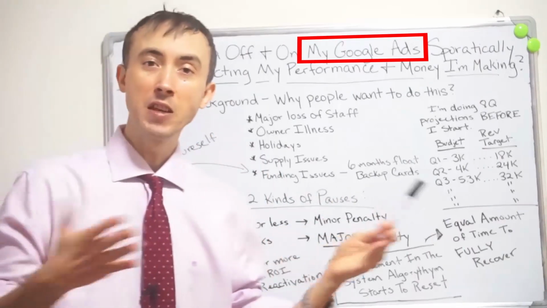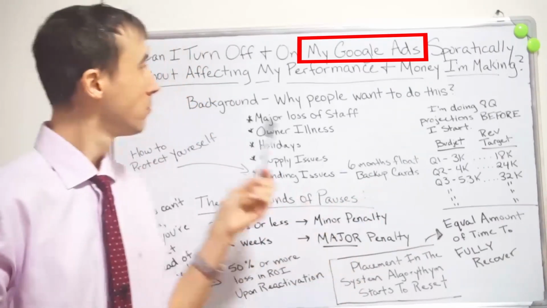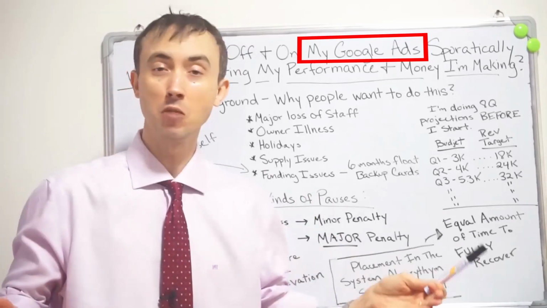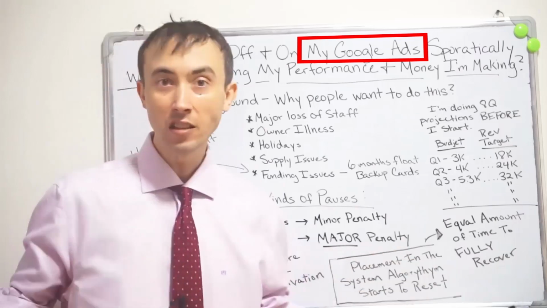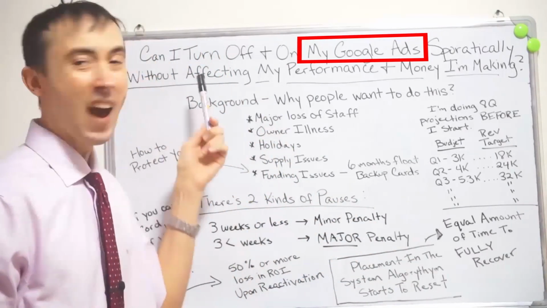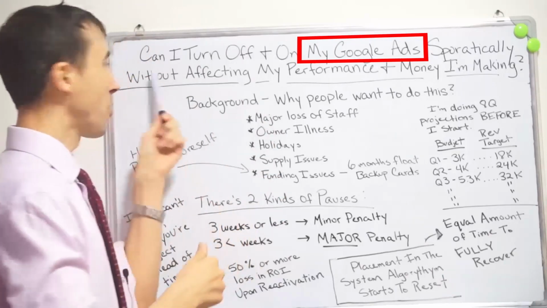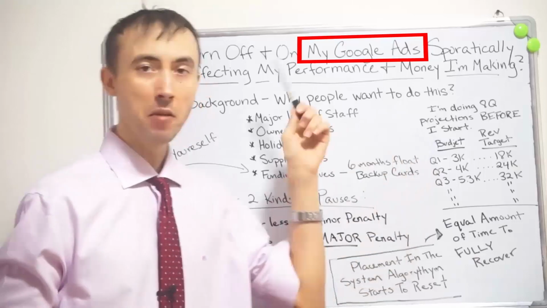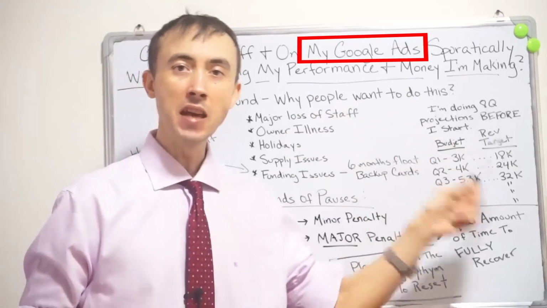Sometimes obviously you got to do what you got to do. It's part of the benefit of running Google Ads as an advertising or marketing channel. You can turn things off. But how do I turn on and off without affecting my performance of my ads and the money that I'm currently making so far?